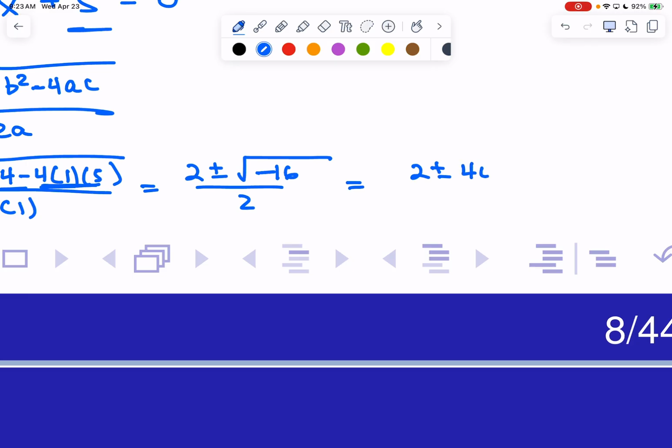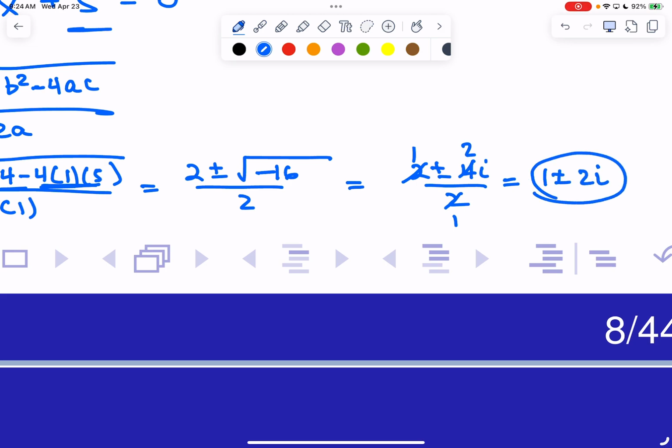Is there something that'll divide everything? A 2 will divide everything, agreed? Yeah. So a 2 will go into this once, a 2 will go into this twice, a 2 will go into this once. We end up with 1 plus or minus 2i. Look, conjugate pairs. 1 plus 2i, 1 minus 2i.